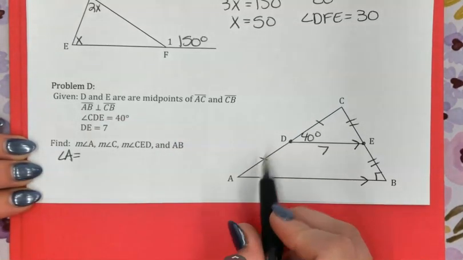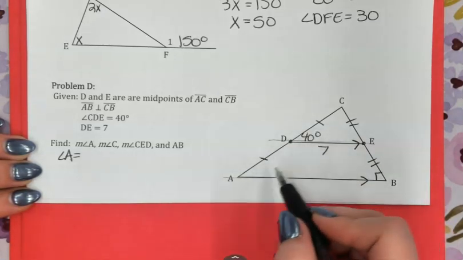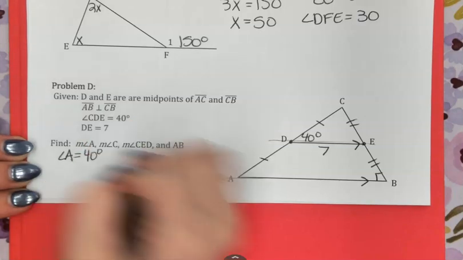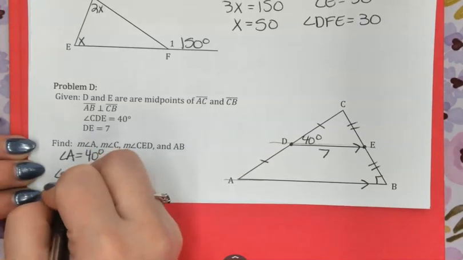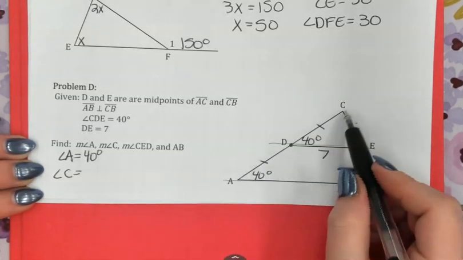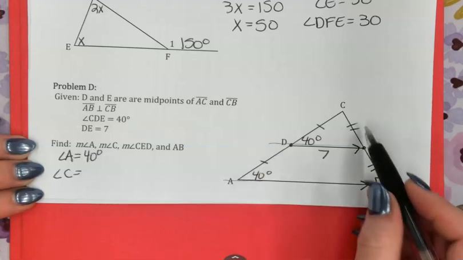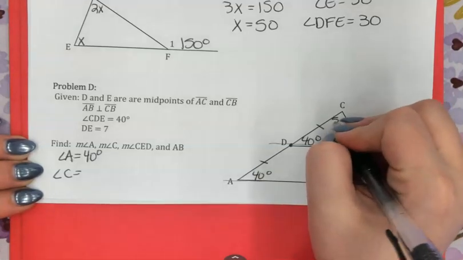That is down here. Well, because I know I have these parallel lines, these two angles are going to be corresponding. So A will also be 40 degrees. For angle C, I've got an outer triangle here. I've got an angle that's 40, an angle that's 90, so that would leave me with 50 here for angle C.